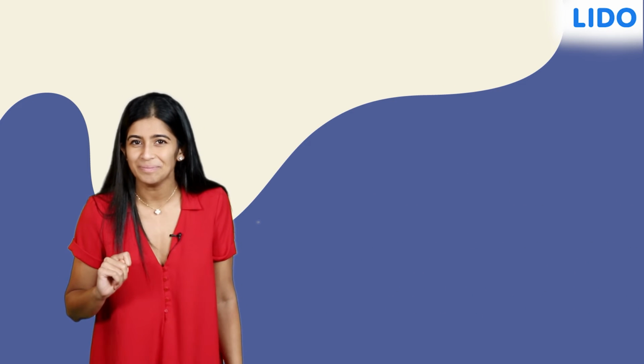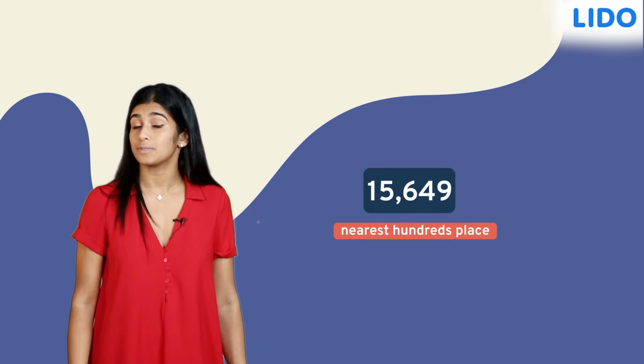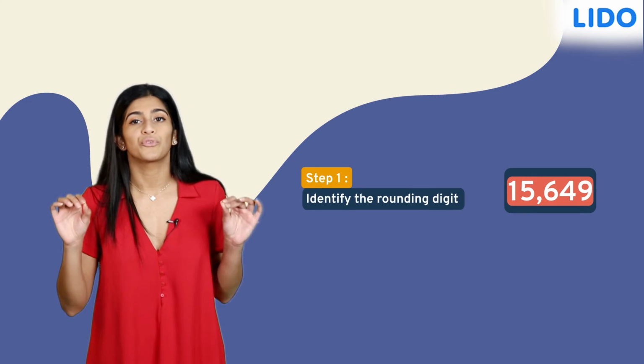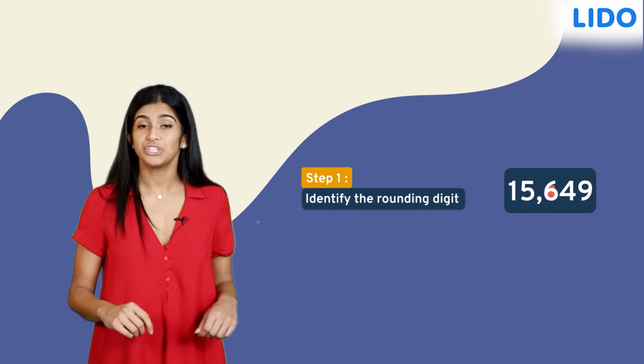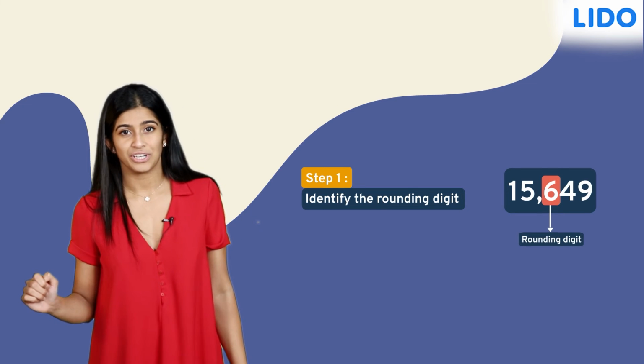Let's see one more example. How will we round off 15,649 to the nearest hundreds place? To round off 15,649 to the nearest hundred, we'll identify the rounding digit, which is the digit in the hundreds place. Here, 6 is the rounding digit.